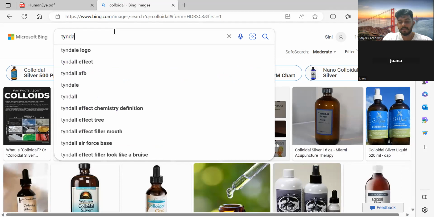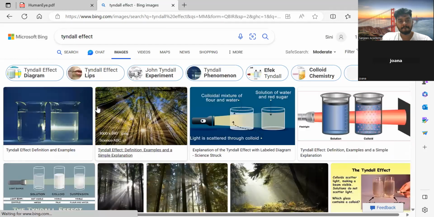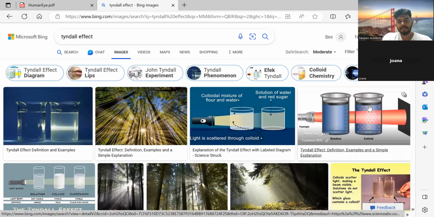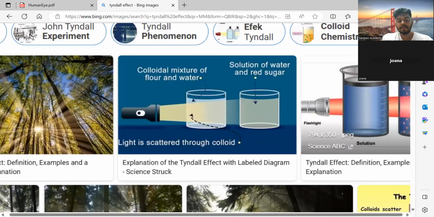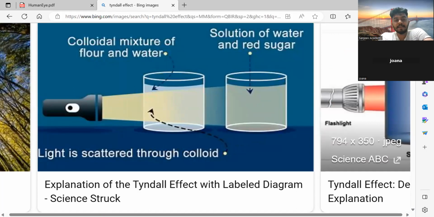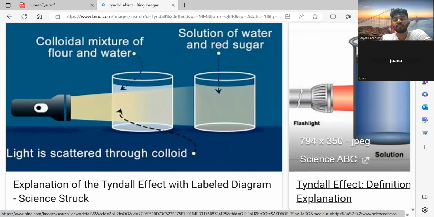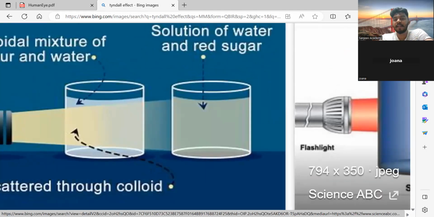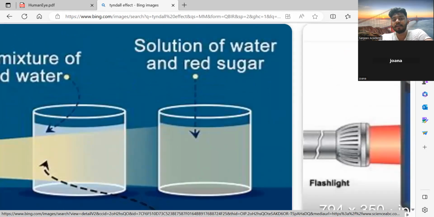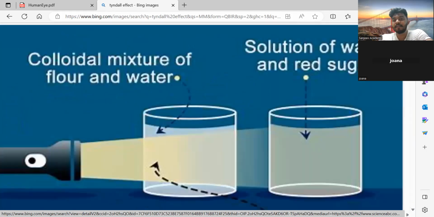Better, I will explain through this one. So we can see in this figure, if I put a torch light, the light is able to pass through it. If it is a colloidal solution, the light will be able to pass through it. But if it is a homogeneous solution, the light won't be able to pass through. See, after this solution of water and red sugar, is the light able to pass through it? No. But through a colloidal solution, it's able to pass through it.